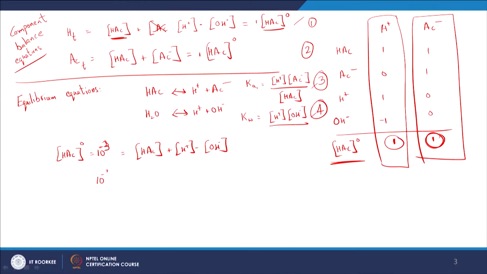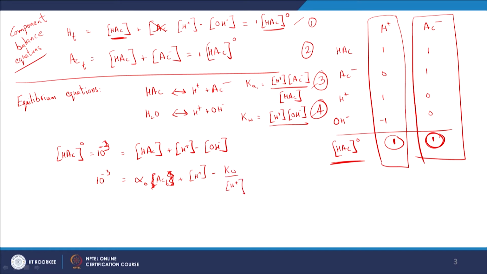Ionization fractions, what do they give you an idea about? They give you an idea about the fraction of your particular protonated or deprotonated form with respect to the total acid. So here let us try to use them. We have 10 power minus 3 is equal to alpha naught times the acetate total in this case, we will see why, plus H plus, minus Kw by H plus.